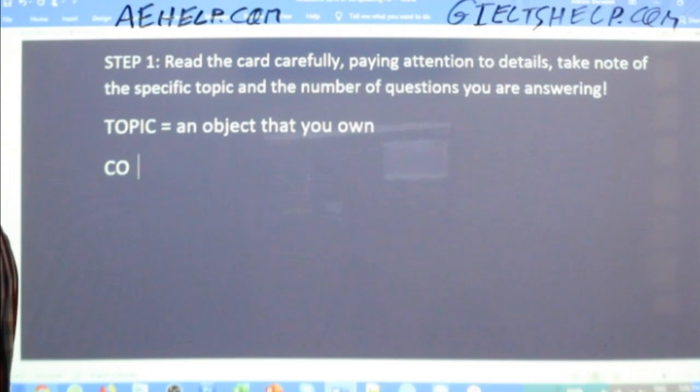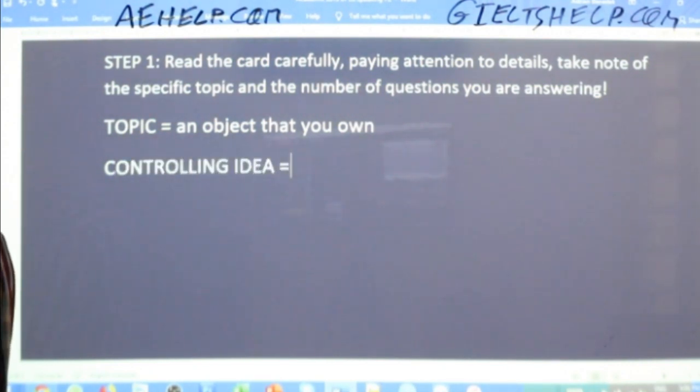And the controlling idea is it needs training to use, and the other questions.